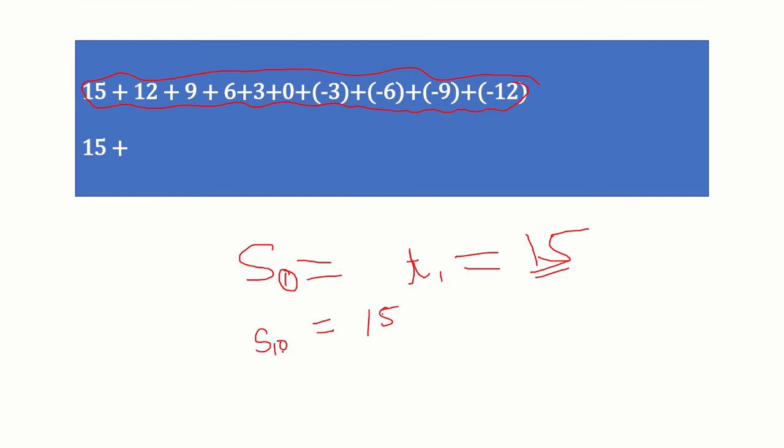Now how does S10 equal 15? You can check over here. Here is minus 3 and here is plus 3. They will cancel out each other. Here is minus 6 and here is plus 6. They will cancel out each other. Similarly, minus 9 and plus 9 will be cancelled. Plus 12 and minus 12 will be cancelled. That means we are left with plus 15 and plus 0, which is equal to 15. It means S10 is also 15.